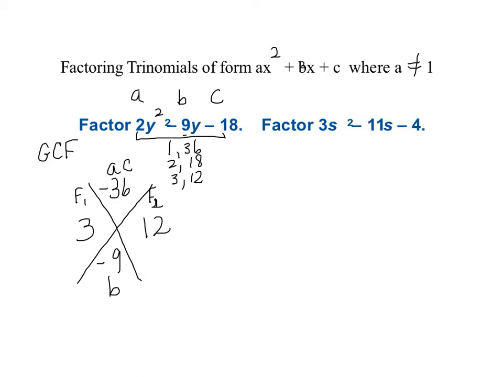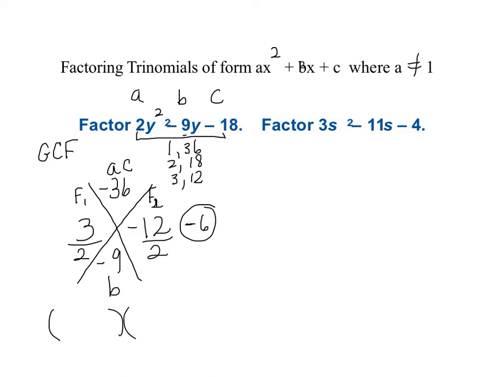Now, 3 plus 12 is 15. So not negative 9. So this is going to have to be a negative 12. 3 plus a negative 12 is a negative 9. I'm almost done. I'm going to divide both of them by 2 and reduce if possible. 3 halves doesn't reduce, but negative 12 over 2 is negative 6. Okay, those are my factors.